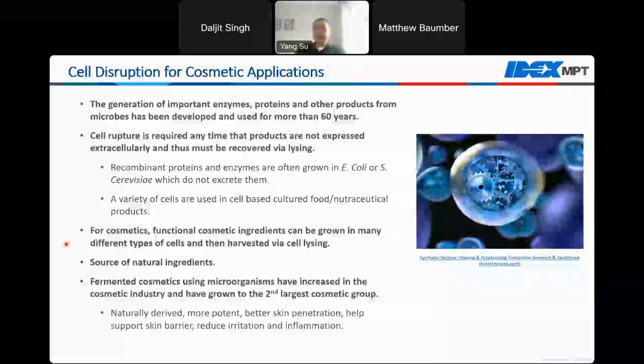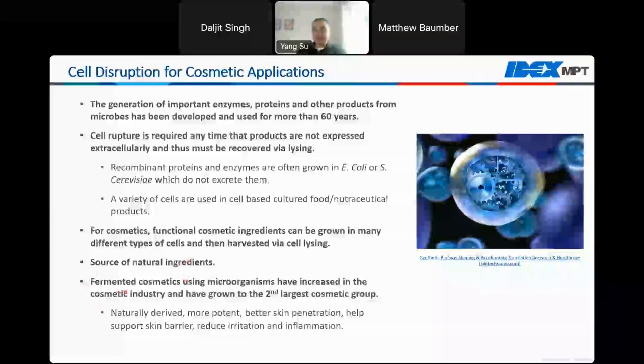So the same thing applies to the cosmetic industry. You can use cells to grow a variety of different functional cosmetic ingredients. And often you will need to perform a cell lysing process to help harvest the product of interest from the cells. Also, biosynthesis is viewed as a natural product process, not the same as a chemical synthetic process. So the ingredients developed through this process can be viewed as natural ingredients or a source of natural ingredients.